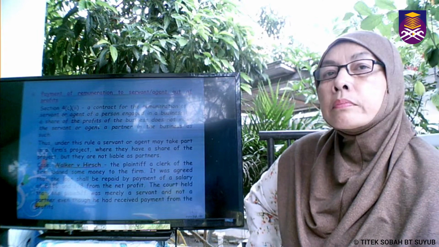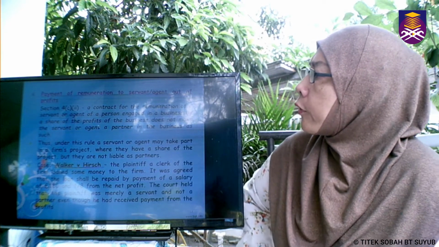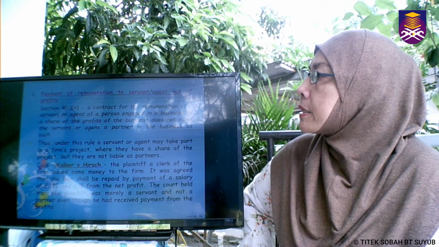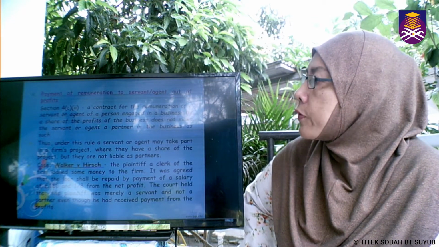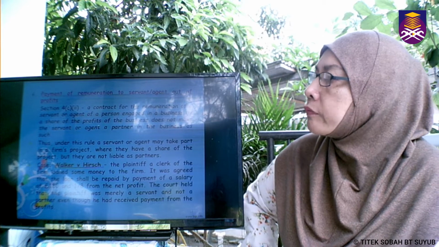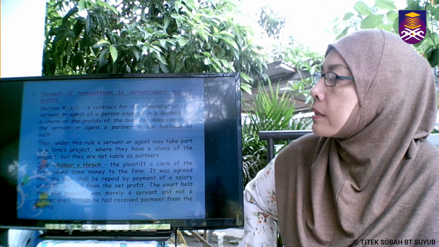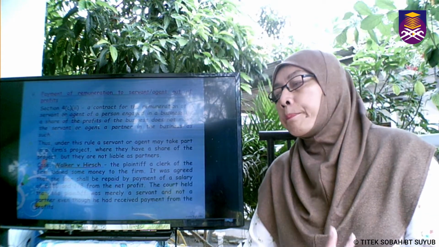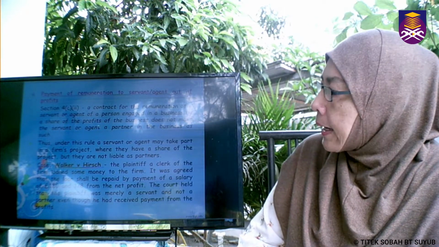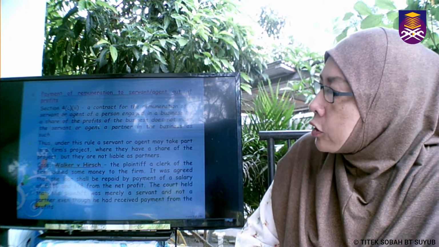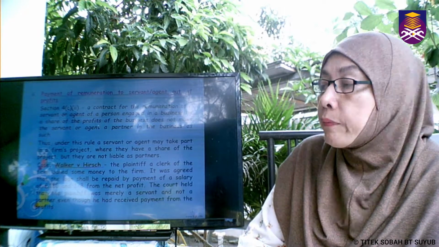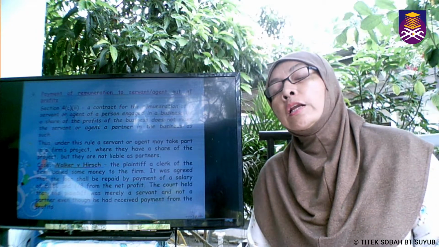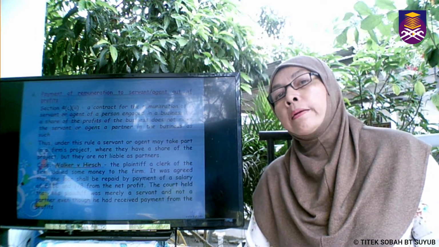It says here, a contract for the remuneration of a servant or agent of a person engaged in a business by a share of the profits of the business does not make the servant or agent a partner in the business as such. Okay, so if let's say the agent takes part in the firm's project, and then they share the profit from the project, they are still actually not partners. They are only an employee.